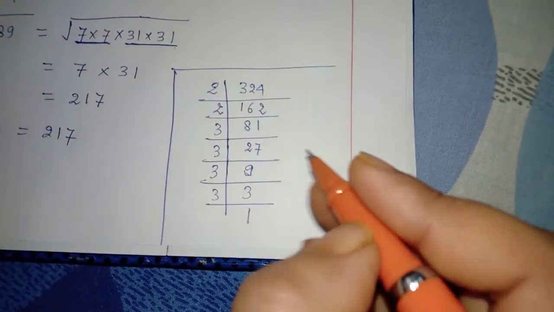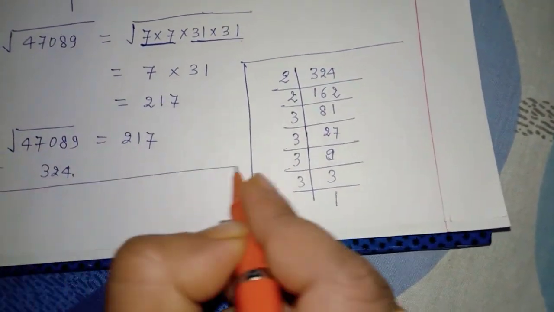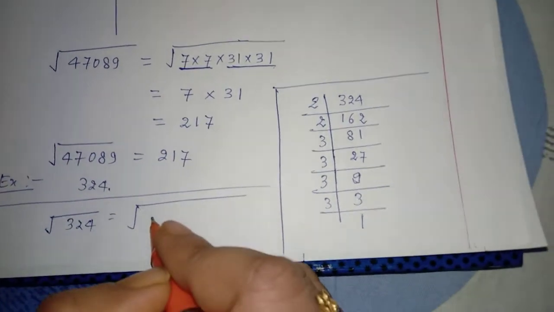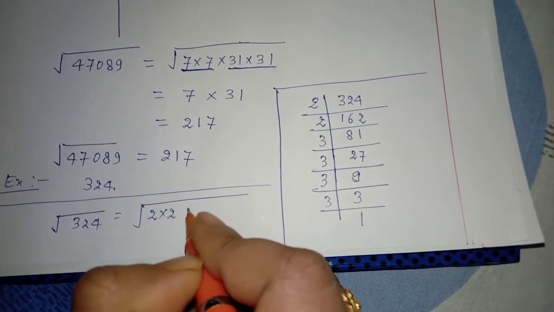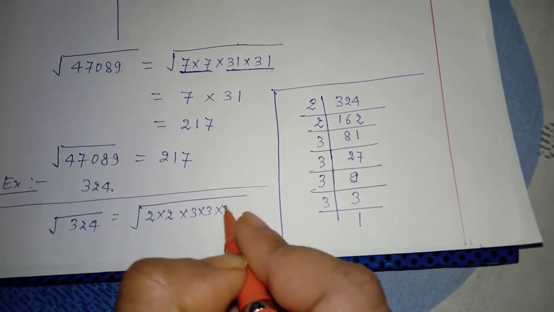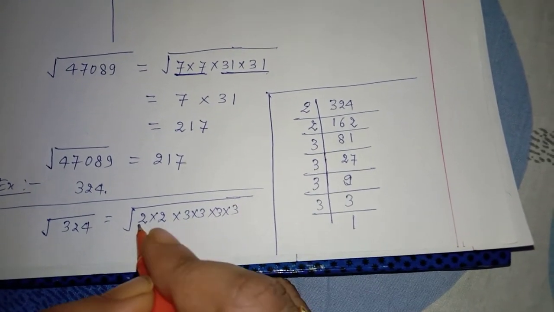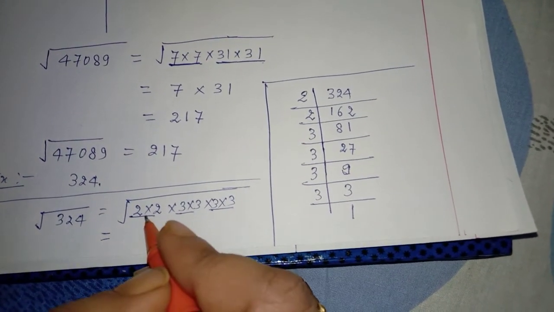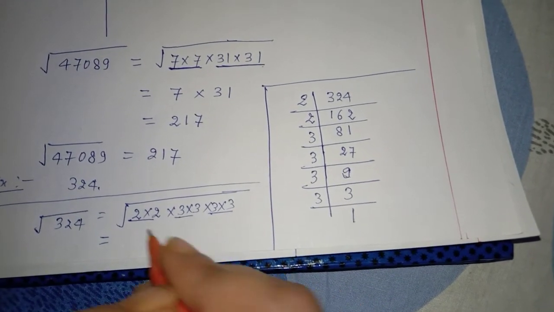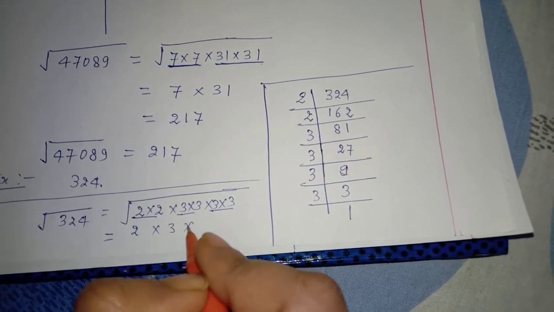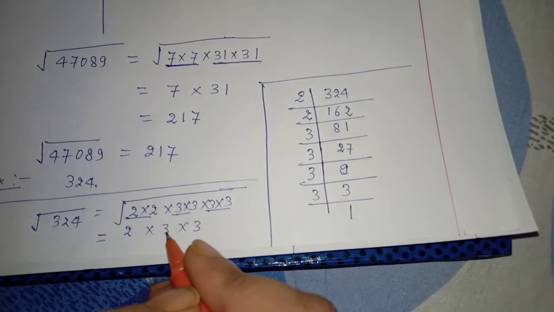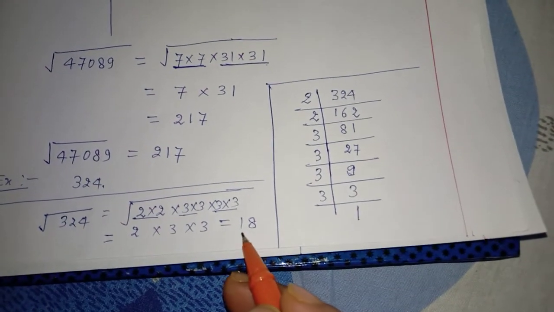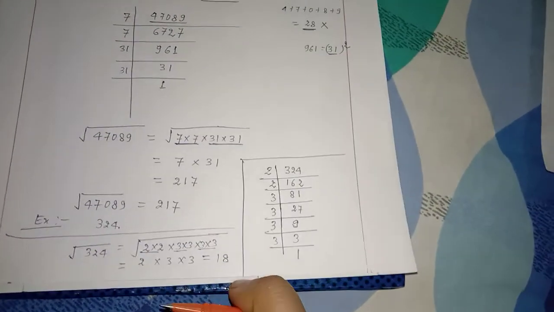Okay. Now the square root of 324 equals 2 into 2 into 3 into 3 into 3 into 3. Now we will make pairs: 2 into 2, 3 into 3, 3 into 3. And take one factor from each pair. So 2 into 3 into 3. Now find the product. 2 3s are 6, 6 3s are 18. It means the square root of 324 is 18. And this is the prime factorization method.